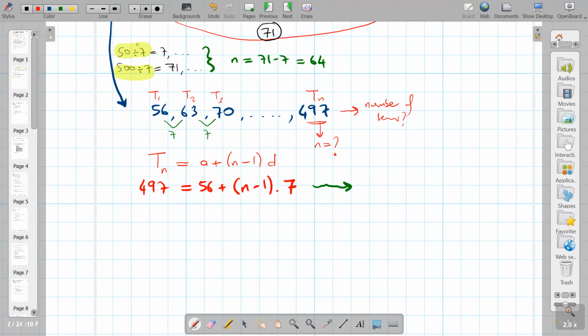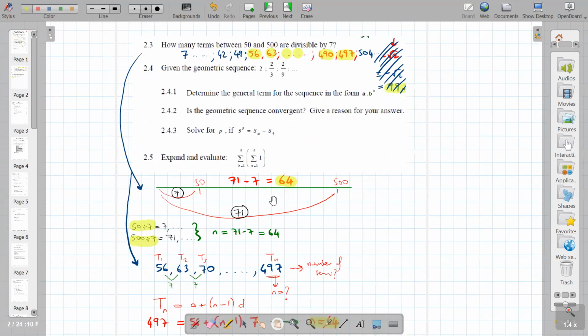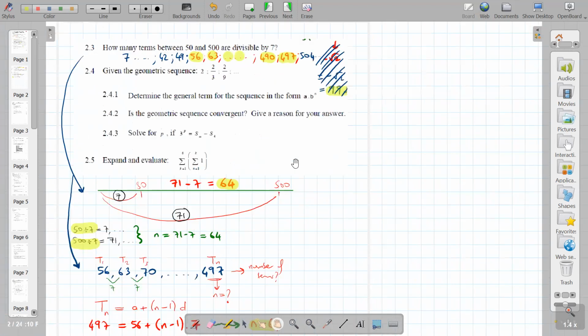So I should get n is 64. Okay, you can get 64. You can get the same answer in a different way. All right. So it wasn't a very tricky question, but just to have different approaches, I spent some time on this.